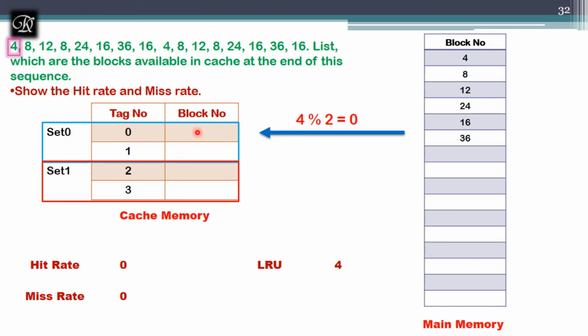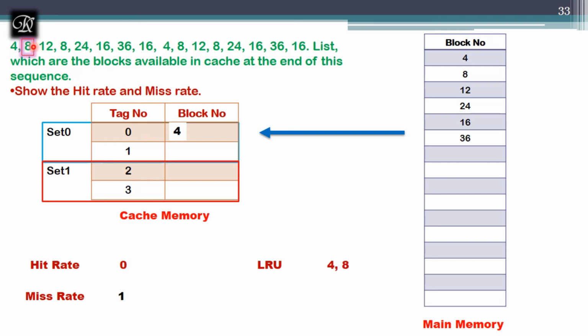Direct mapping is only used to decide the set. After deciding the set, which block number should be acquired inside the set is decided by the associative mapping. Now these 2 locations are free, and as per the associative mapping, the first available free location will be allotted. So now location 0 has 4. This is a miss, so that's why we have increased the miss count over here.